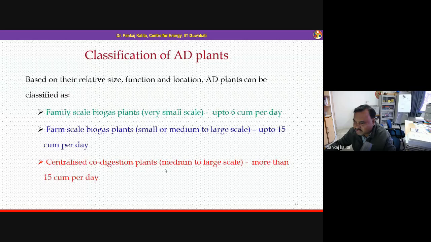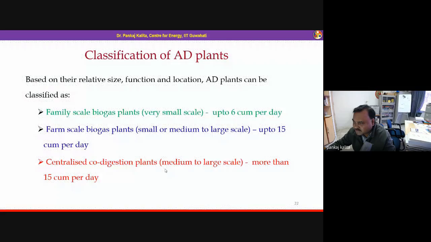And also we can classify these biogas plants based on their relative size, function, and location. So these classifications are something like a family scale biogas plant. It's a very small scale, up to 6 cubic meters per day. And farm scale biogas plants are up to 15 cubic meters per day. And centralized biogas plants, like medium to large scale, are more than 15 cubic meters per day. Okay, these are some of the classifications.